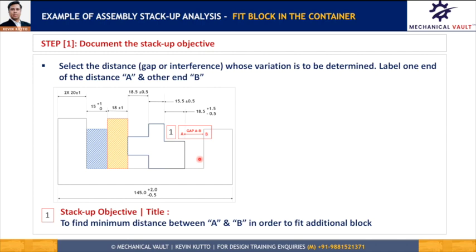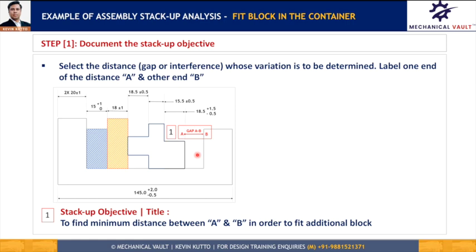The only challenge here is every container is allowed to vary within their own tolerances, and that means all those variations are also going to affect this gap here, in which my fourth smaller container will be stacked. So now the question is, with all these tolerance variations of all the containers including this bigger container, will I be able to fit the fourth smaller container or not? And that is the objective of this stackup analysis.